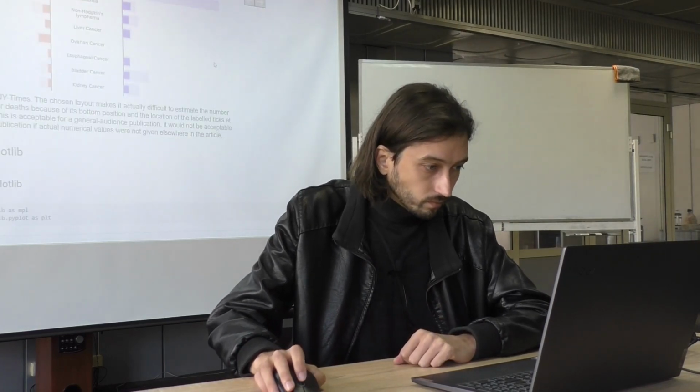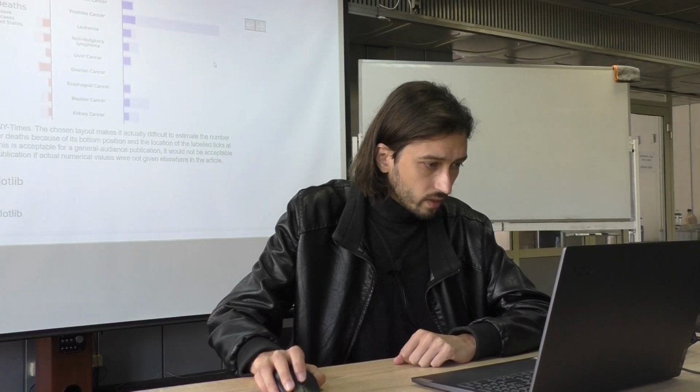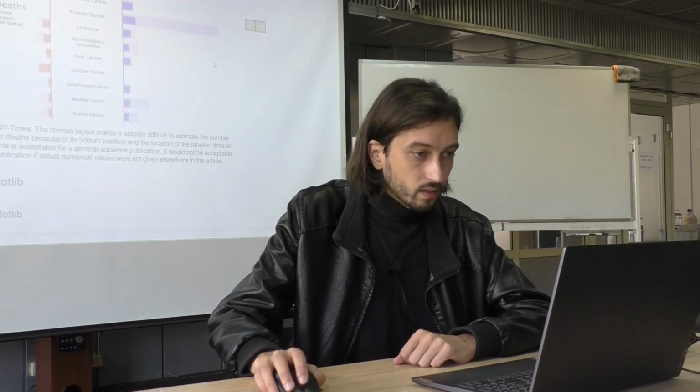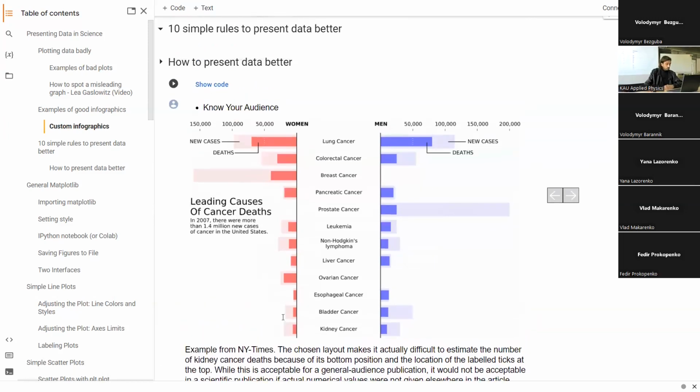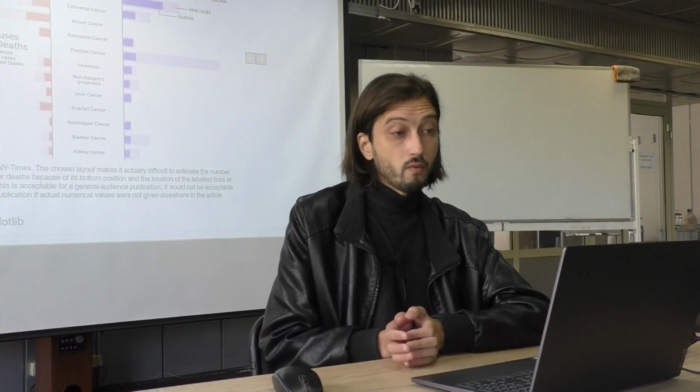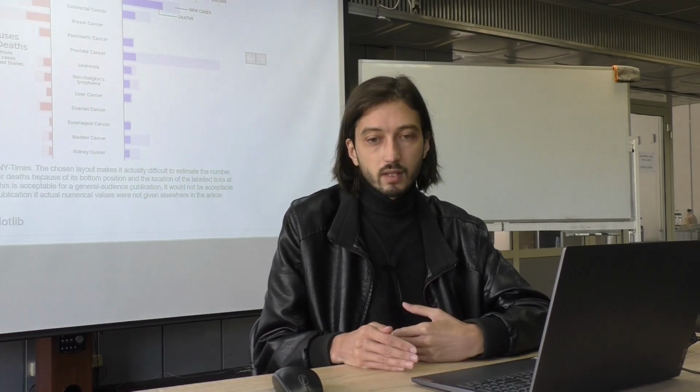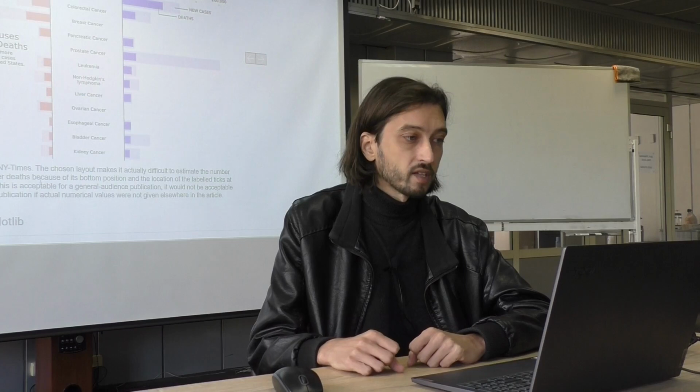Okay, so a few more examples before we get technical. These are examples from different sources. So here is a plot from the New York Times. What I want to show you with this plot is that when you are creating infographics, it's nice to have some checkpoints in mind and to go through all of them.